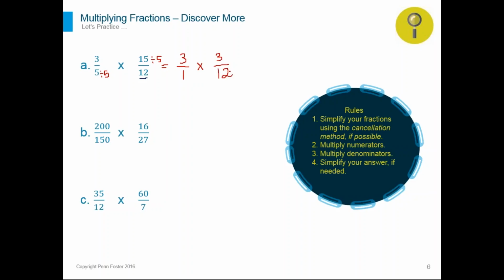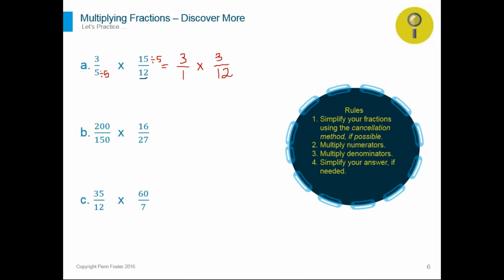What else? Can I go further and use my cancellation method further? Can I simplify the problem? Yes or no? Look at 3 and 1. No. 3 and 1, no. 3 and 12, or 3 and 12.